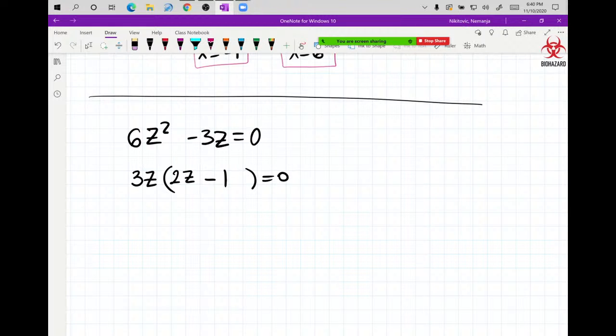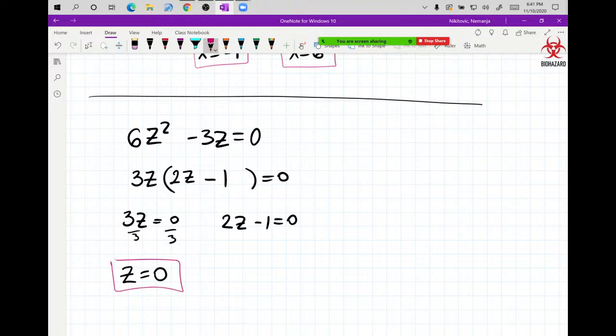Awesome. So now, zero product rule. And now we solve these individual equations. Divide both sides by 3, you immediately get z equals 0. So that's one of the good solutions. And on the other side, you add 1 first to get 2z equals 1. And then you divide by 2 on both sides to get z is a half.